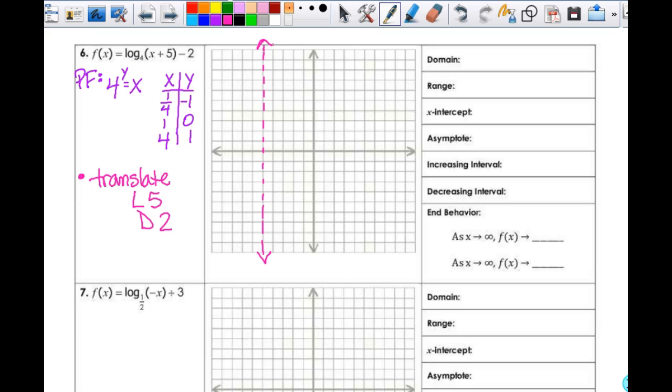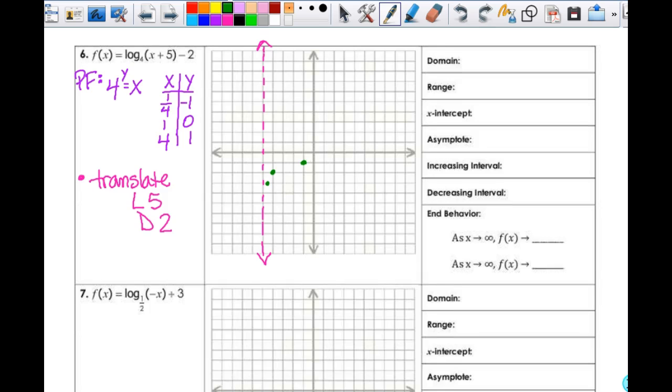So look at my parent function points. When x is 1/4, y is negative 1. Then from there, I'm going to go to the left 5 and down 2. Bam, there we go. And then I'm going to go from 1, 0, and I go to the left 5 and down 2. And then I'm at 4, 1, so I go to the left 5 and down 2. What am I missing here?